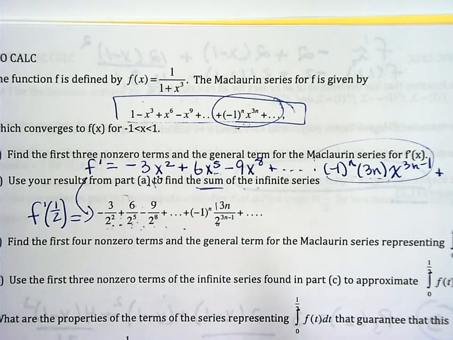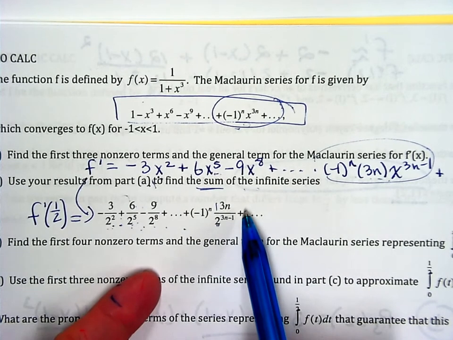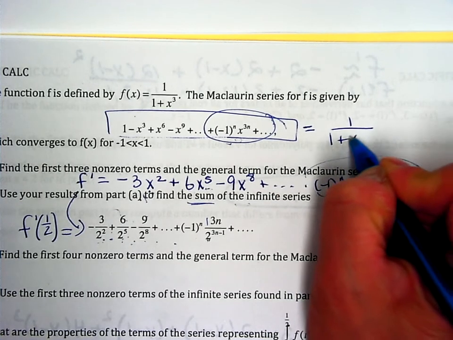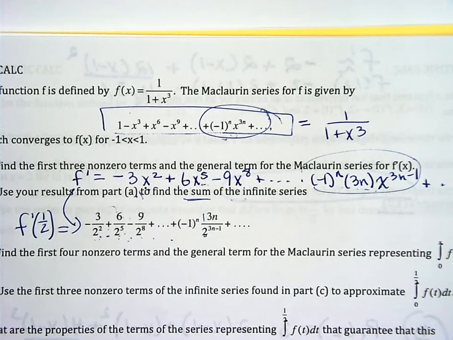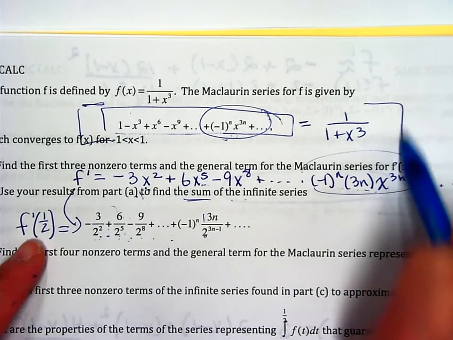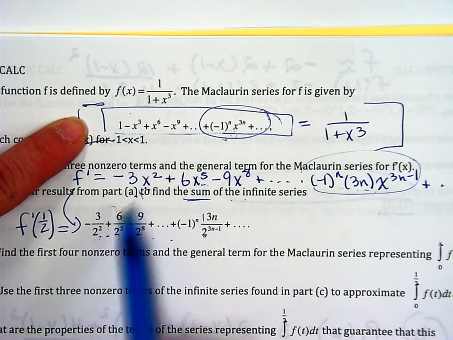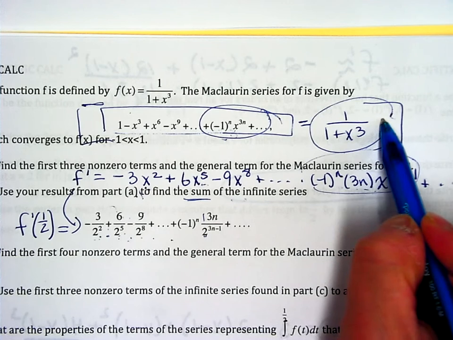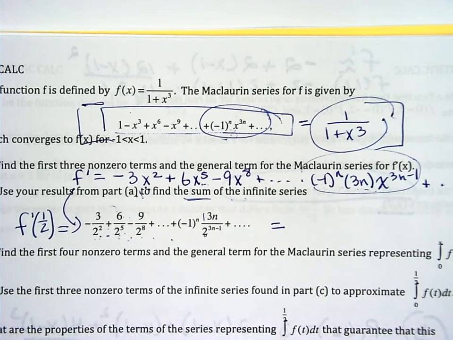So the idea is, how am I going to come up with the sum? Well, they told us that this entire series is 1 over 1 plus x cubed. So this is an equation right here. I took the derivative of this side to get the first couple terms. I can take the derivative of this to get what this entire series is equal to.